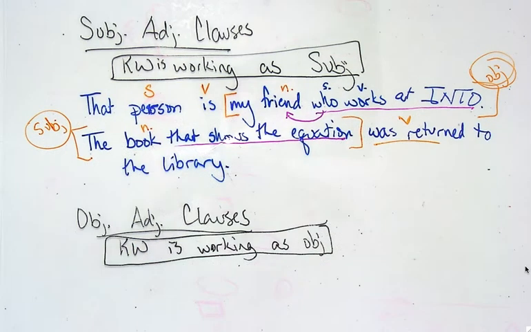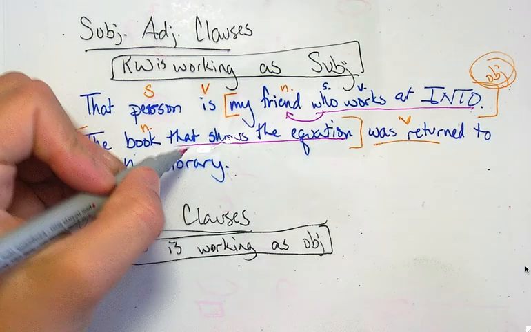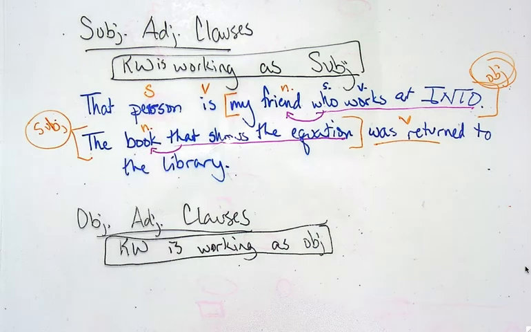In our main clause, the book was returned. Which book? What kind of book? Oh, specifically the book that shows the equation. So we can see that our adjective clause is giving us more information about "book." That's why it's an adjective clause. It works like an adjective.